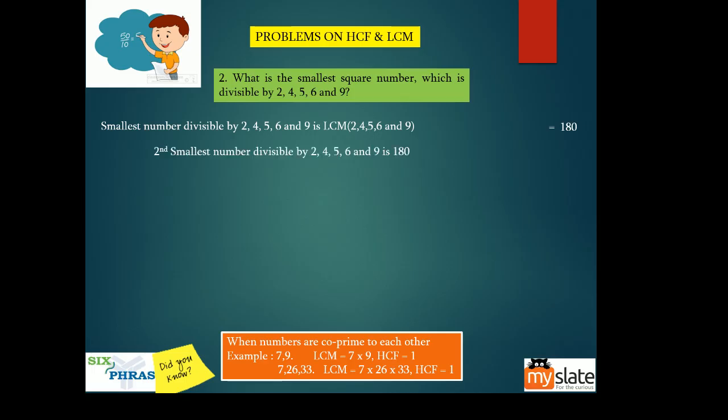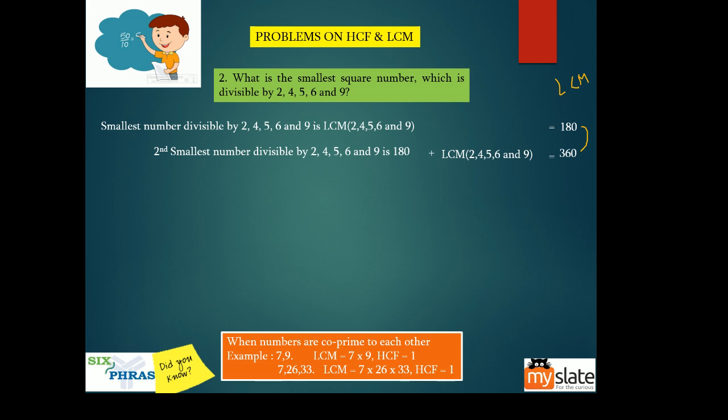Second smallest number divisible by 2, 4, 6 and 9 is 180 plus LCM. Yes, just now we saw the difference between these two numbers will be equal to LCM. Yes, in the previous example. So 180 plus 180 will give you 360. What is the next number?